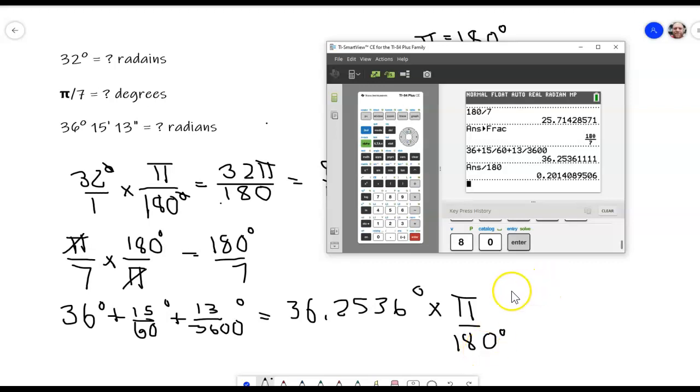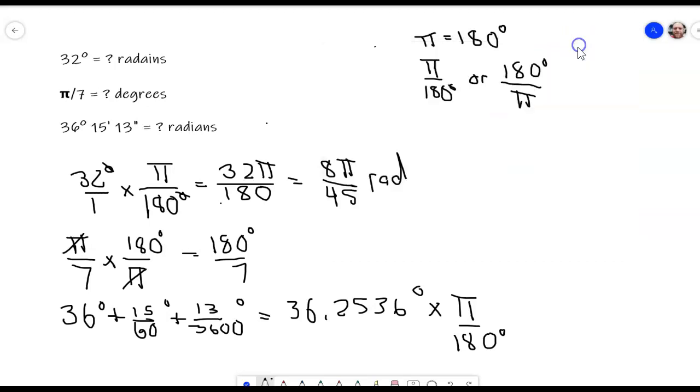So 0.2014 pi. So this is approximately equal to 0.2014 pi. And we use these little approximate equality symbols here to show that this is not exact. So this is how we convert over here, because there's 60 minutes in a degree and there's 60 seconds in a minute. So we can kind of convert it like that.